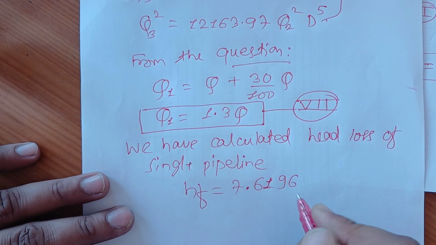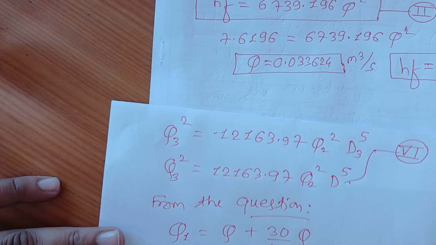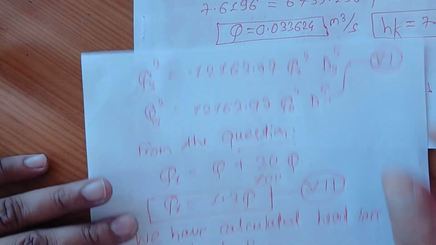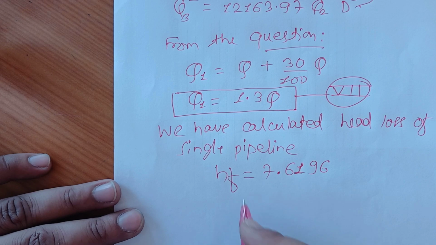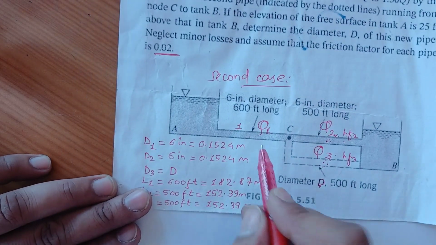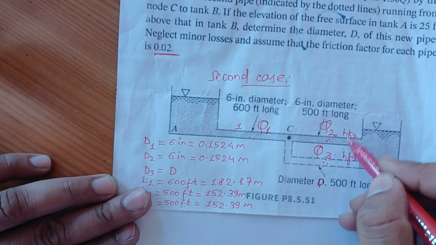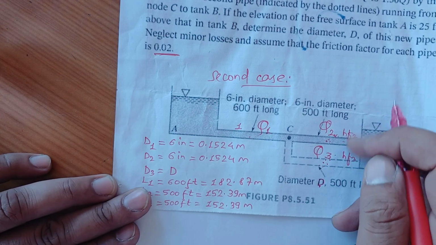7.6196. This is the head loss. I have already calculated the head loss, 7.6196. And let's equate the head loss to the system head loss. In this case, the head loss is added. In this case, EHF2 is equal to EHF3. Okay, you can write both are the same head loss.